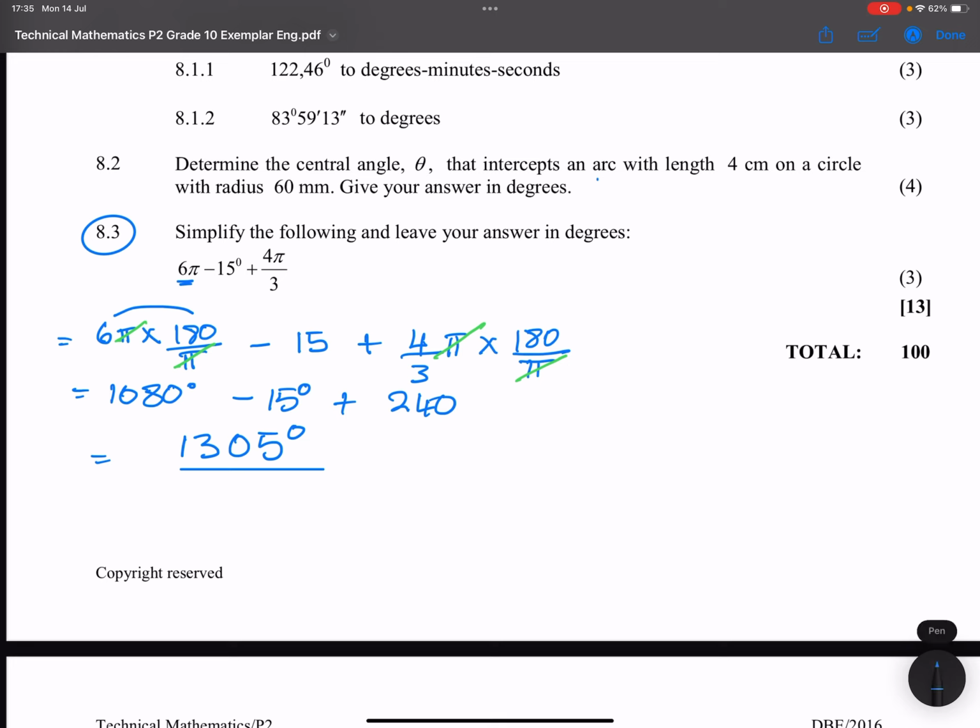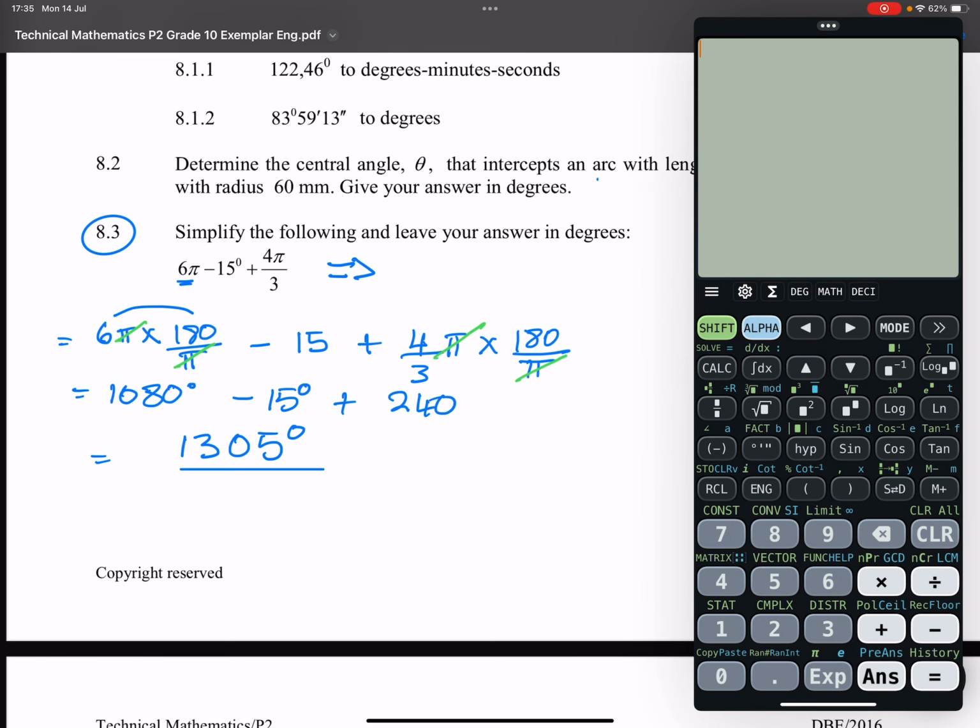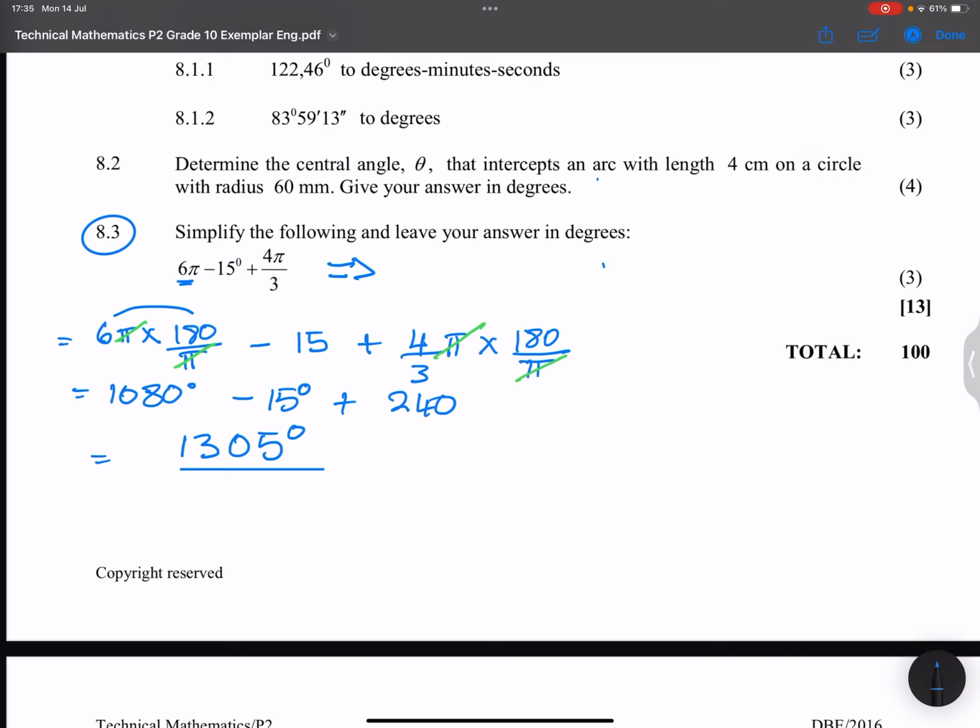You could have chosen to add those two up, 6 pi plus 4 over 3 pi, right? So you could have said that 6 plus 4 over 3, and that would have given us 22 over 3. And you could have then said you've got 22 over 3 pi multiplied by 180 over pi and minus the 15 degrees. And I'm quite certain, ladies and gents, you would be able to get to the same answer. All right, and that is really how the cookie crumbles.